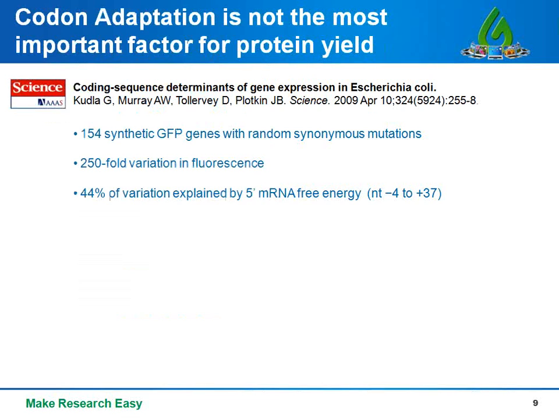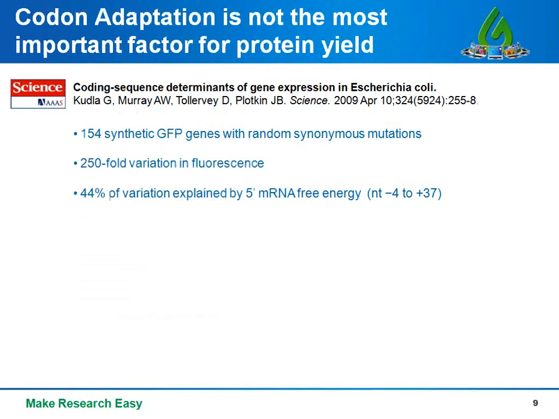So there was a very nice study published in Science in 2009 that investigated the relative importance of different features of the coding sequence in a fairly systematic way. And they did that by creating a synthetic library of 154 genes that contain different combinations of random synonymous mutations. But they all encode the same protein, GFP. So using green fluorescent protein allowed them to use fluorescence as an easy readout for functional soluble protein levels. Among the 154 constructs, they found 250-fold variation in GFP fluorescence levels.